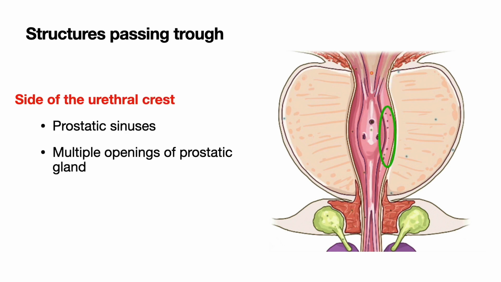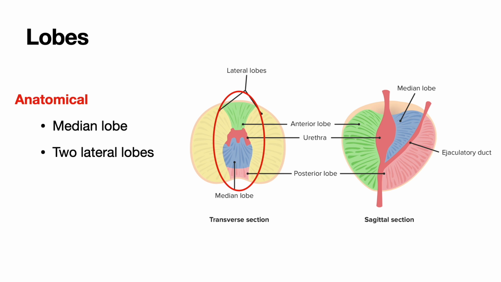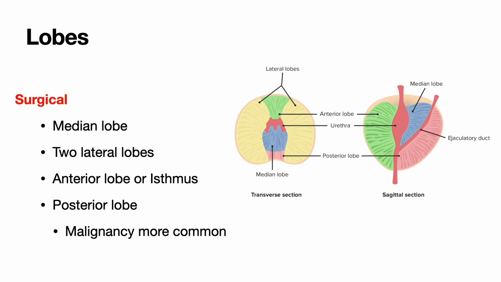On either side of this urethral crest, you can see multiple small sinuses, otherwise called prostatic sinuses, which are the openings of the prostatic glands. Now let us see the various lobes of the prostate gland. It can be divided either anatomically or surgically. Anatomically, we have a median lobe and two lateral lobes. Surgically, we have a median lobe, two lateral lobes, anterior lobe or isthmus, and posterior lobe. Malignancies more commonly arise from the posterior lobe, whereas benign prostatic hypertrophy more commonly arises from the median lobe.